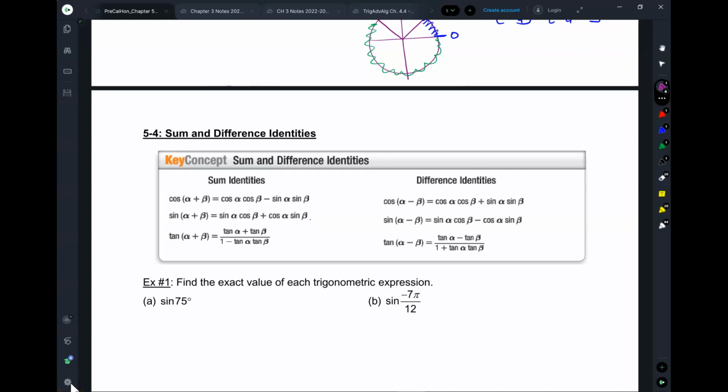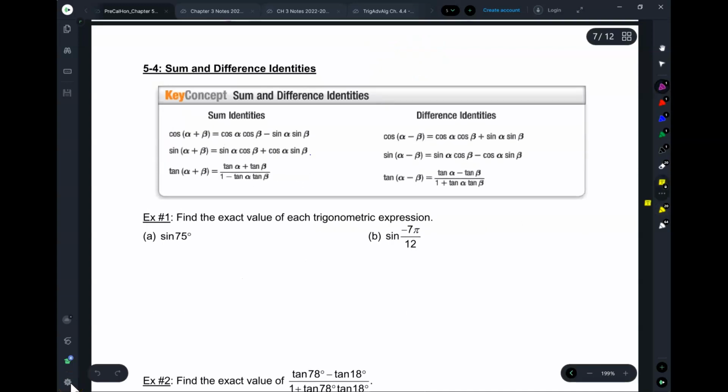All right, so in this section, we talk about what we call sum and difference identities. We use these when you've got sine or cosine or tangent of a sum, sine of a sum of two angles, cosine of a sum or a difference of two angles. That's where sum and difference comes from. Now, take a look. They kind of look similar to each other.